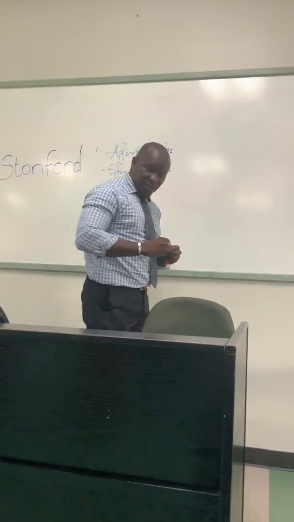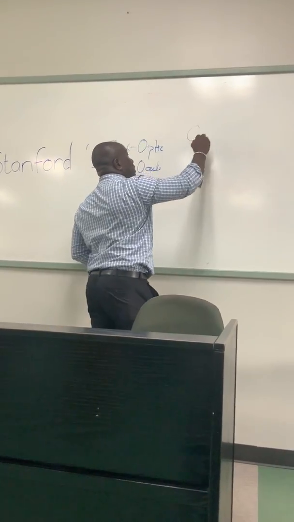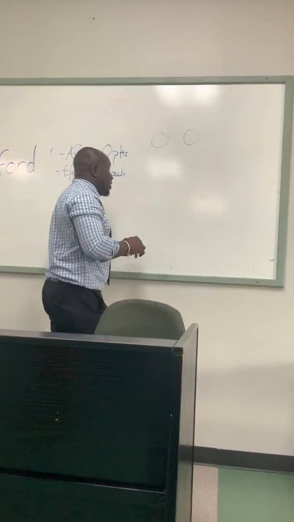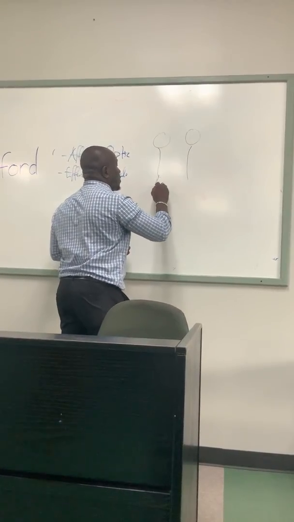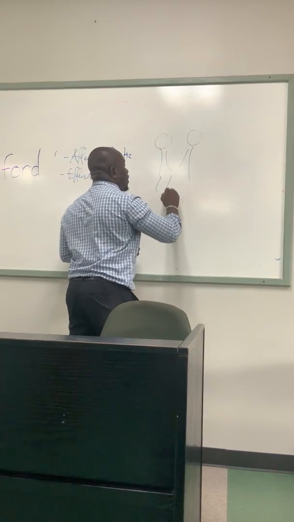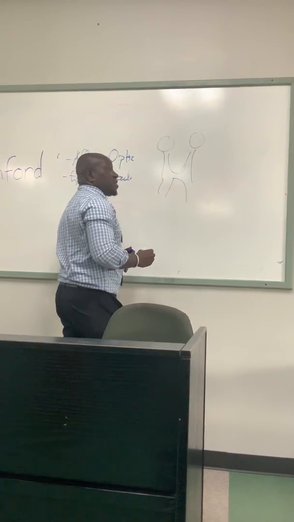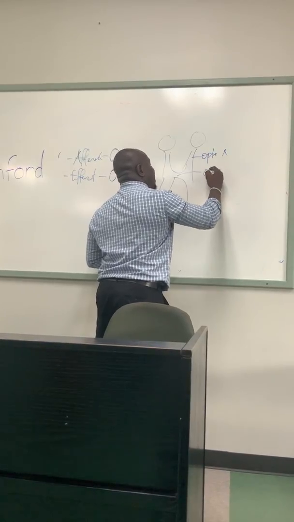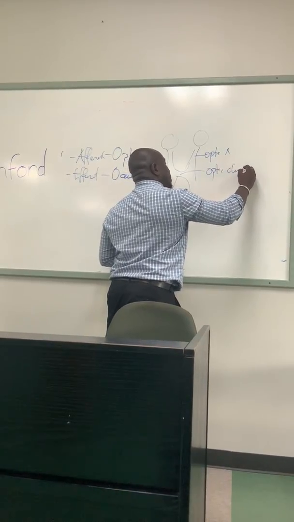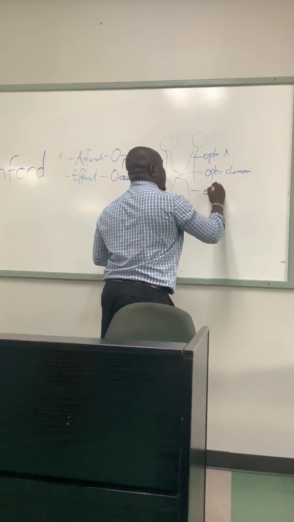Now, here's the thing about the optic nerve. This comes in, because I have this part coming in. This is the optic nerve, right? This is the optic nerve. This is the optic chiasm. And this is what we call the optic tract.